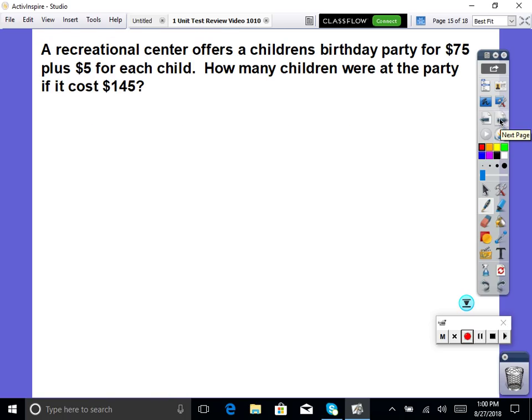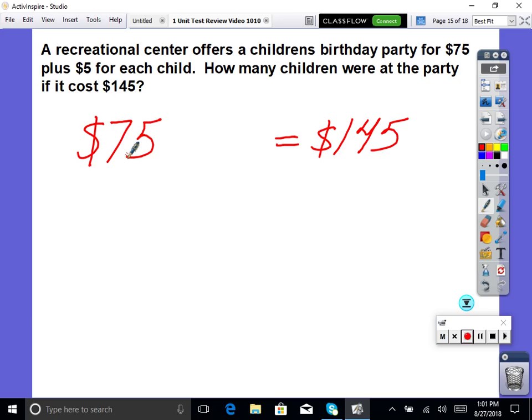Okay, a recreational center offers children's birthday party for $75 plus $5 for each child. How many children were at a party if it cost $145? So guys, think about it. In the end, a party costs someone $145. We know that this company charges $75 just to have the party. But then they charge an additional $5 depending on how many kids. We don't know how many kids. So $5 times the number of kids. If there's 10 kids, it's going to be 5 times 10, which is 50. So that makes sense.